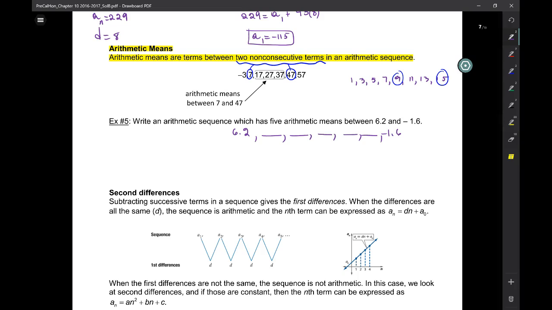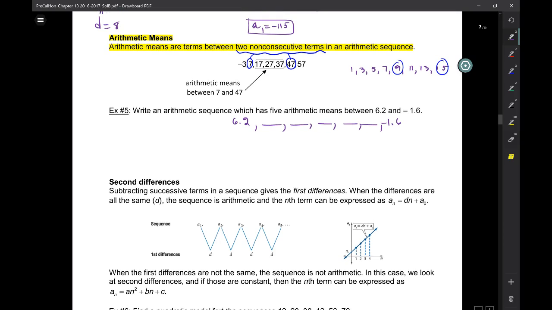No, because it's a sequence that's going down as opposed to going up. Well, no, not necessarily. It doesn't always have to go in increasing order. Okay? You go in the order that it's presented to you. Okay, so here's what we're going to do.